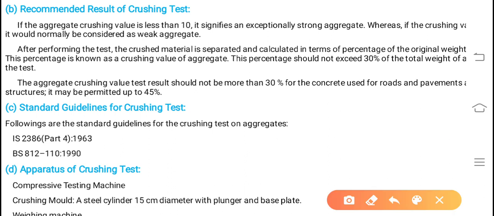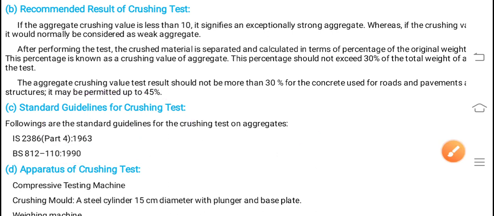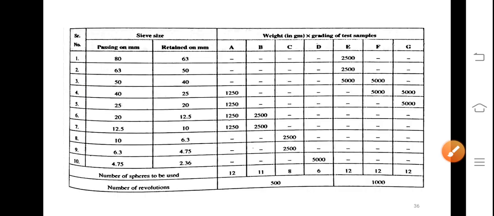The code which we are referring for conducting this test is IS 2386 Part 4 1963 and British Standard 812-110 in the year 1990. In 1963 this code was standardized, right? Then apparatus for crushing test, as I already said: compression testing machine or universal testing machine, crushing mold, cylindrical measure of 15 centimeter diameter with plunger and base plate. I have already shown. Once again it will be explained during conduction of practicals.